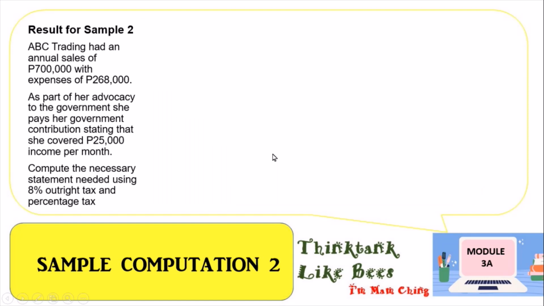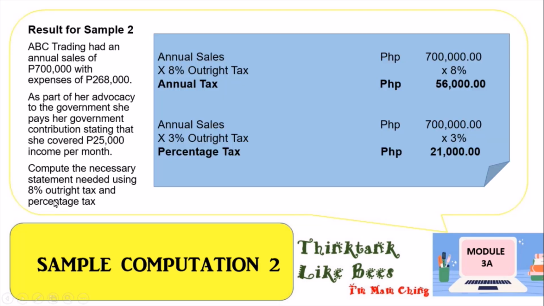This is the result for sample number 2. Same problem, but we are using the 8% outright tax and percentage tax. How to compute? If we have annual sales of 700,000, because it's an outright tax, you don't need to subtract the 268,000 expenses. You just multiply 700,000 by 8%. So that's your annual income tax of 56,000.